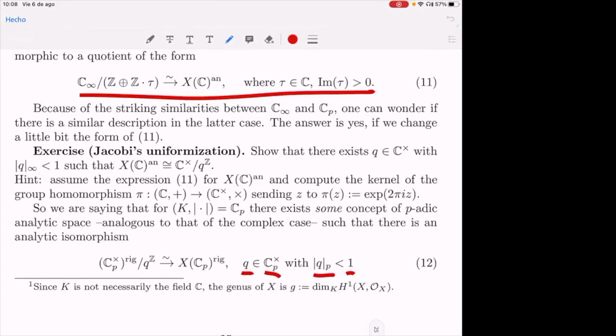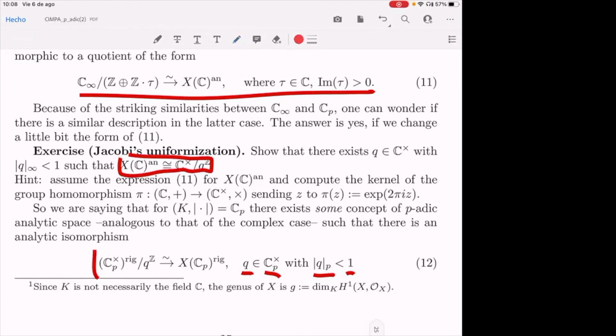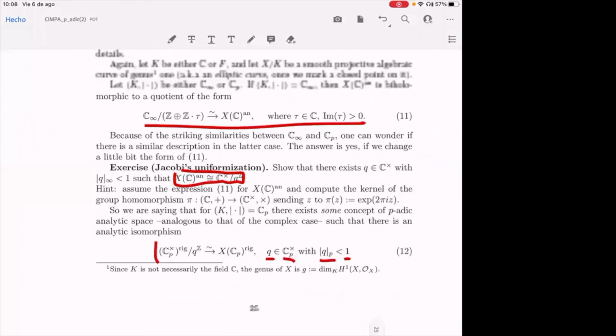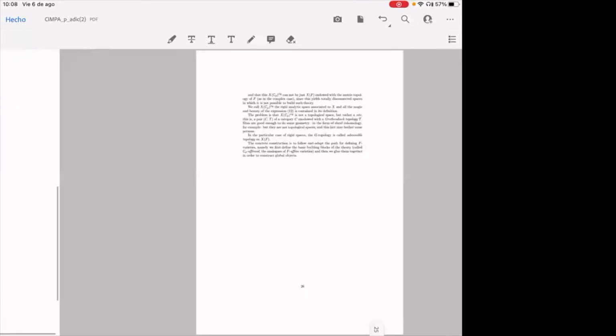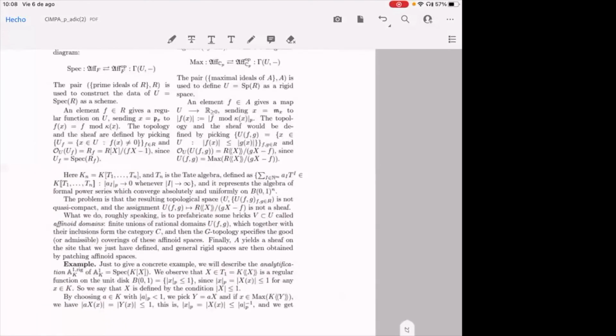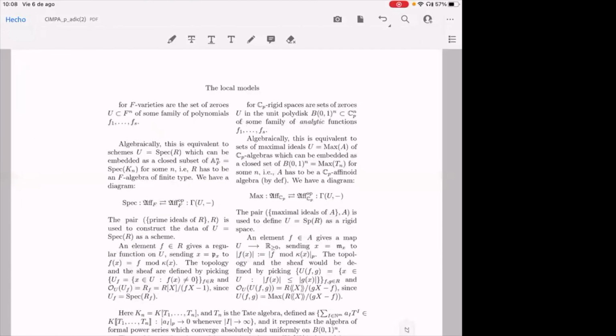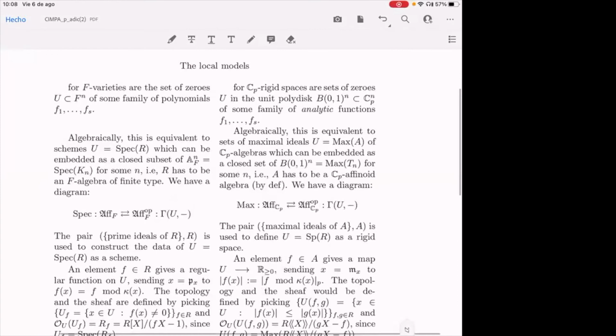If you compare this equation 12 with this exercise, they are exactly the same state. So everything is controlled by this concept of rigid. Let me tell you how to do it. I am going to discuss some philosophy now. Basically, what we do is to rigidify topology.